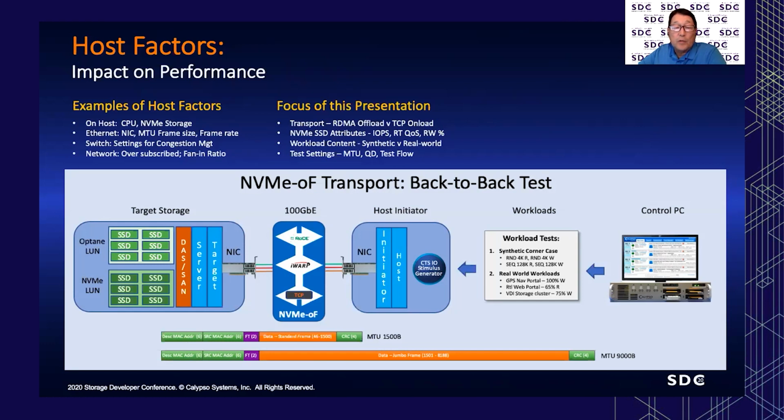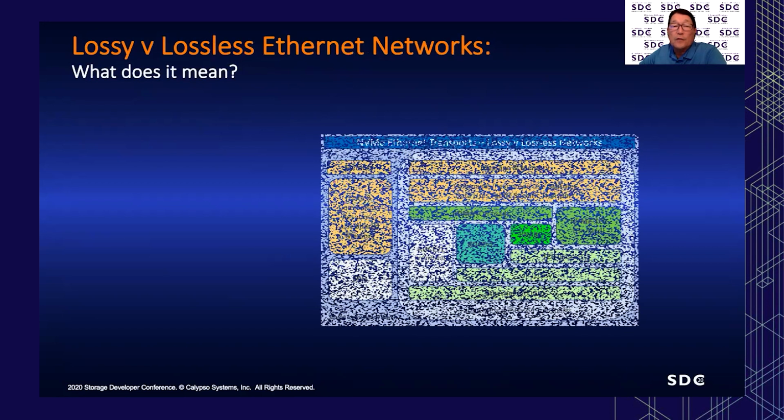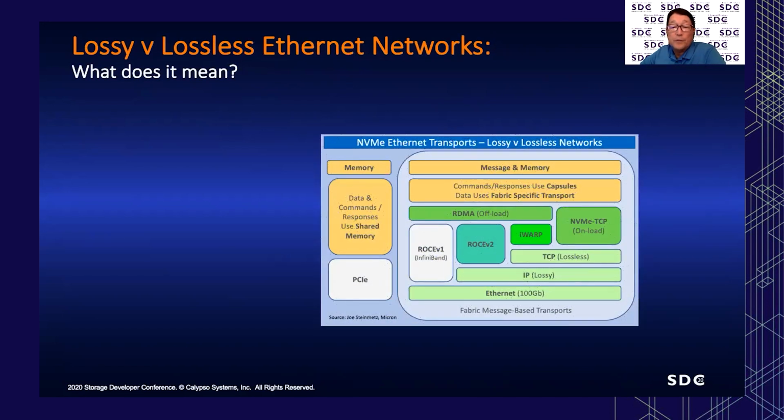We will select one of the three NVMe over Fabric transports, and we'll be using either standard frame or jumbo frame MTU. The workloads will consist of both synthetic and real-world workloads. In future studies, we will add switches and storage heads and other network topology to the configuration to test the more full-scale NVMe over Fabric. So let's talk about lossy versus lossless Ethernet networks. What does this mean?